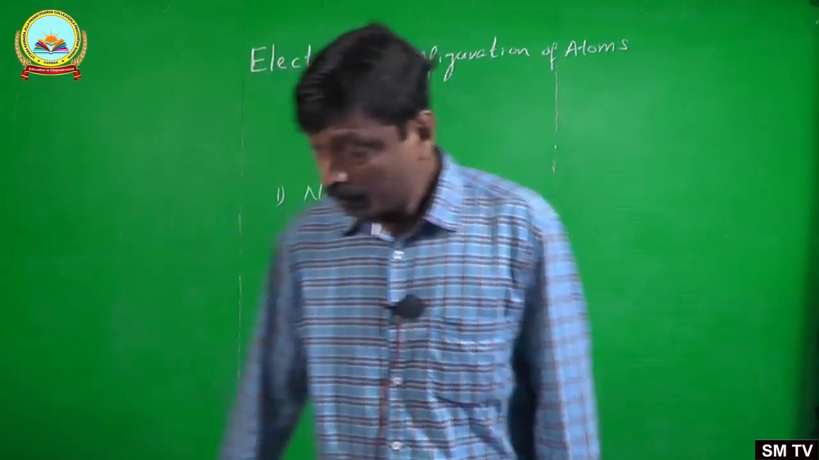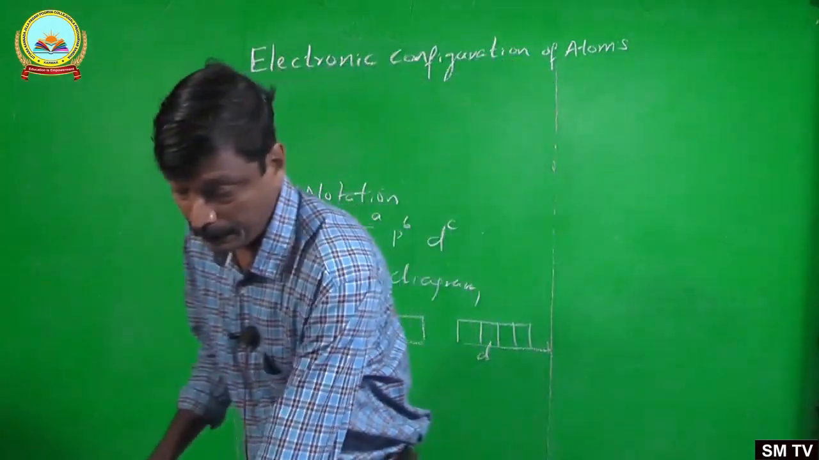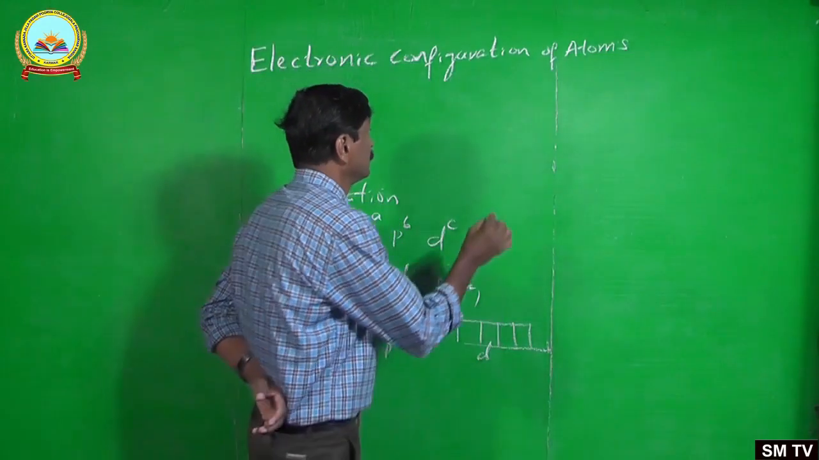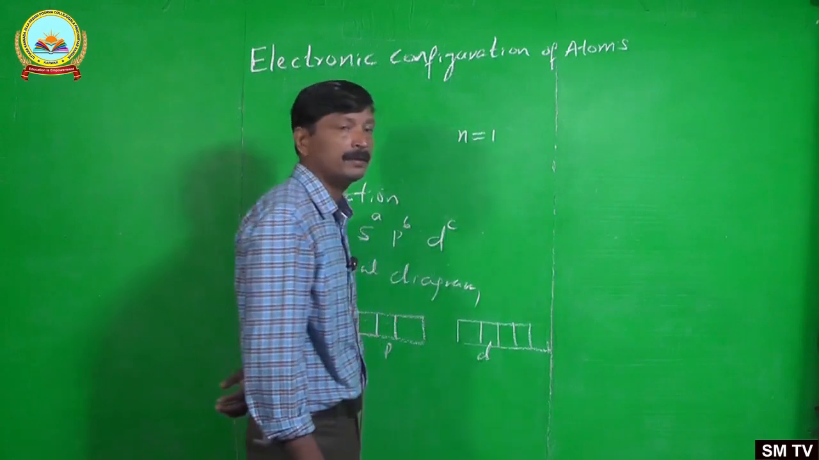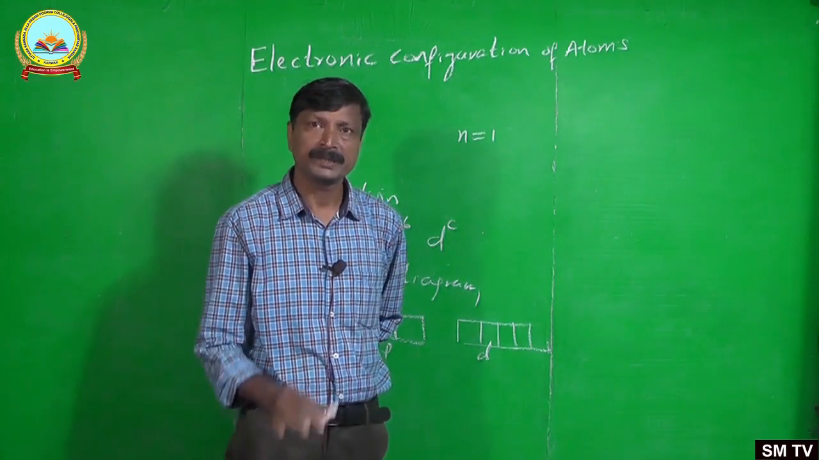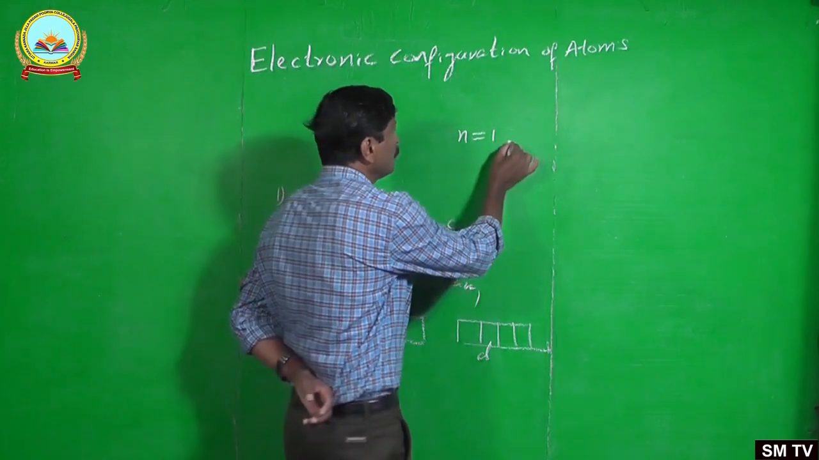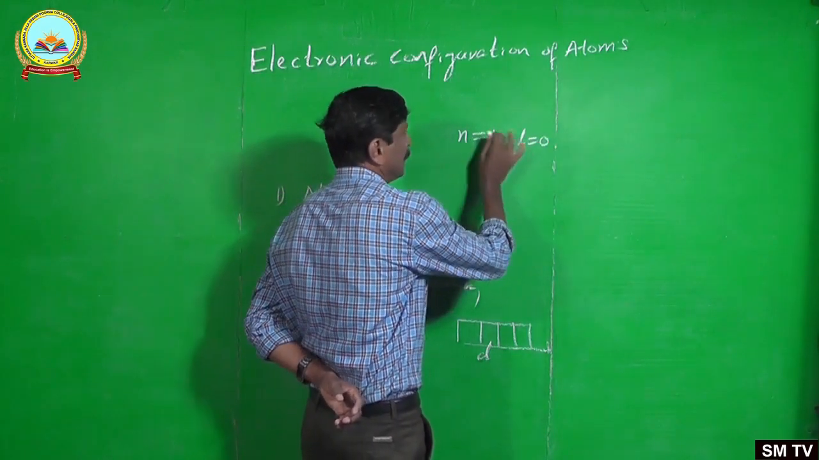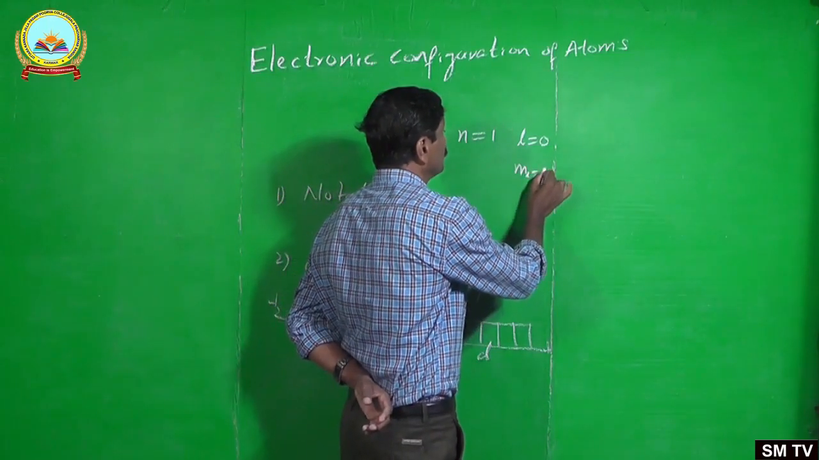How do you write the electronic configuration for hydrogen and helium? n is equal to 1 means it's the first principal quantum number. Here l has only one value, 0. ml is equal to 0.